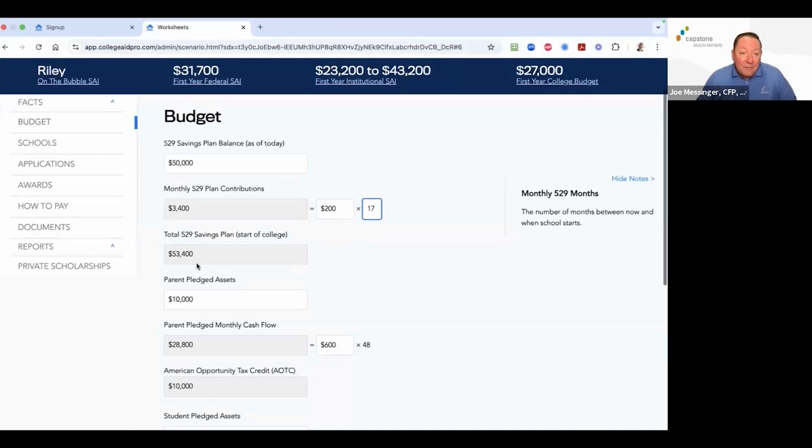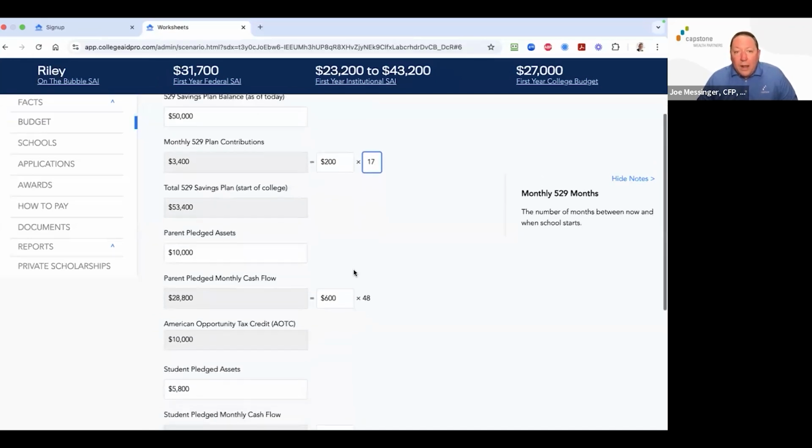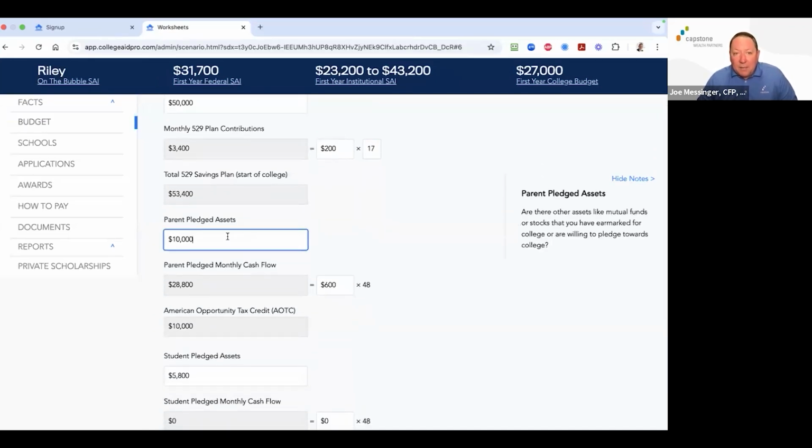So knowing what we're going to have, that's kind of our nest egg for college. And then from there, you want to figure out what else might we have set aside. That could be a parent pledged asset here. So maybe you have a mutual fund account that's got $30,000, and you've always thought that's the slush fund for college. So each of our 3 kids gets 10,000. So we put that on the board.